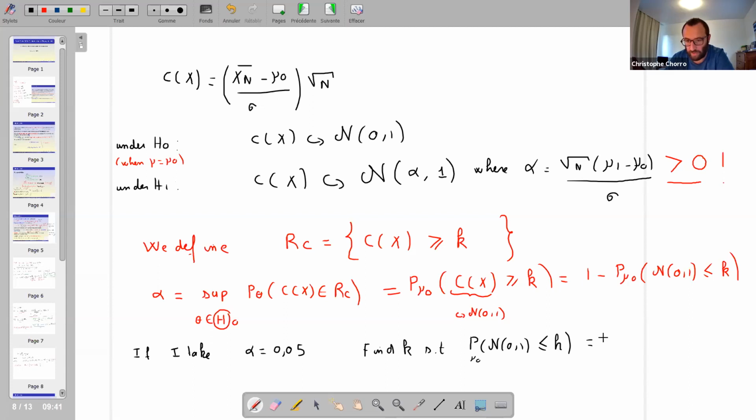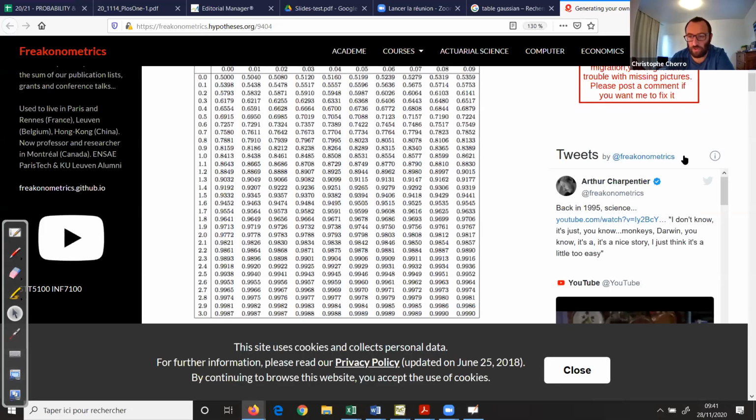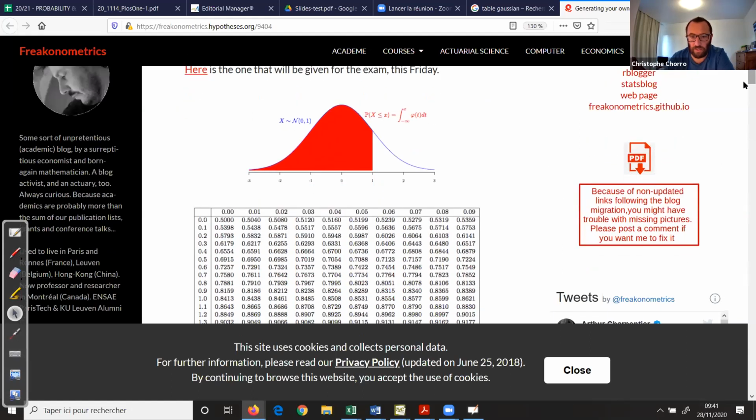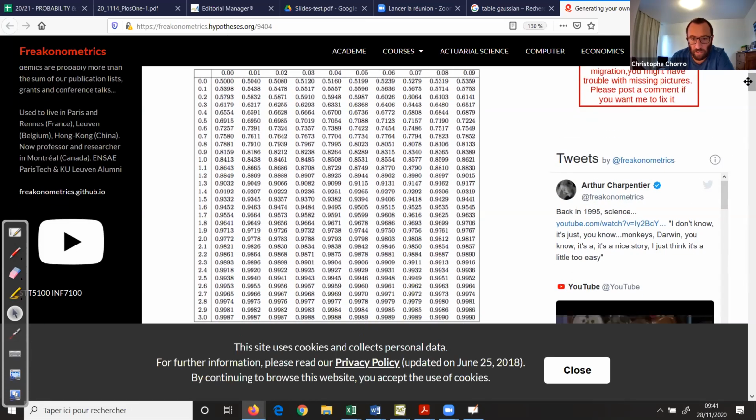So 1 minus alpha, that is 0.95, okay? And let's do the job. I take a table for the Gaussian distribution. So here you have a table for the distribution of a Gaussian. And I am checking if I can find a case such that the distribution function is equal to 0.95, and I can do this.